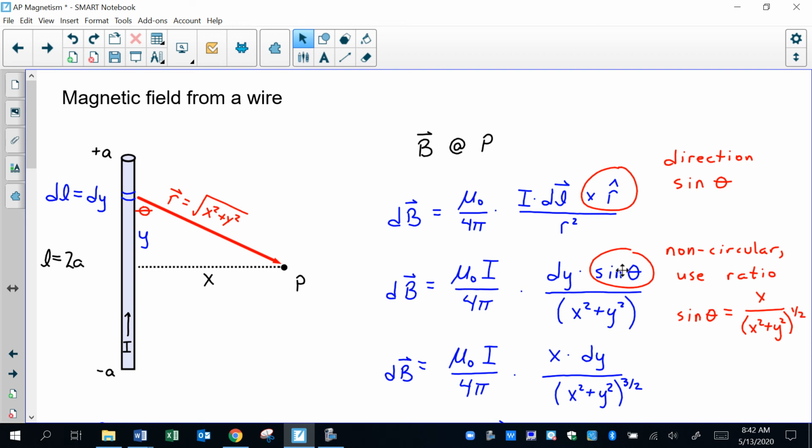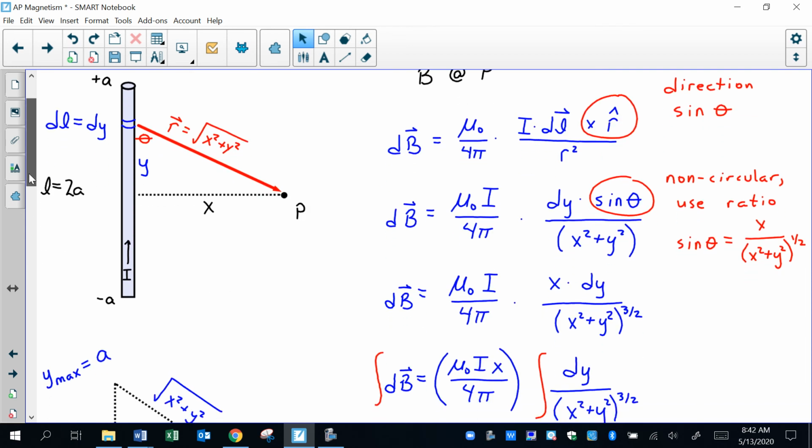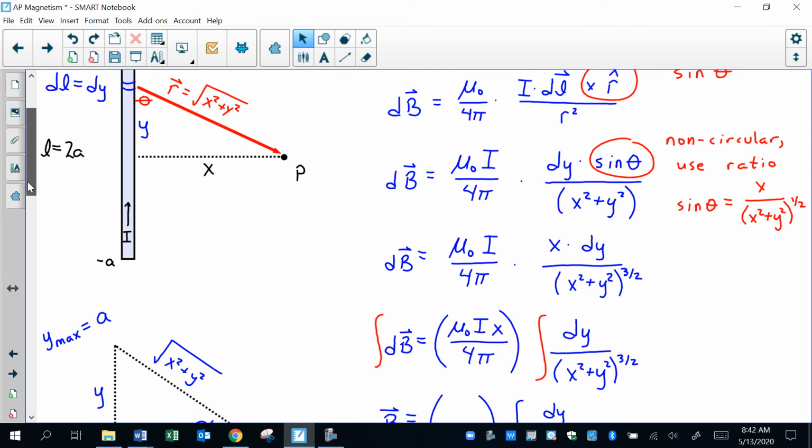Anytime we have a non-circular question, I should say, where we don't have a semicircle or a circle, it's pretty common for us to take the sine function and express it as a ratio instead, because we don't have a very convenient angle to trace through. So sine will be the opposite side, which is a constant x, divided by the hypotenuse, which will vary with y. Right, so now I can put those in, and this right here is where I start to do my integration. So now I integrate.